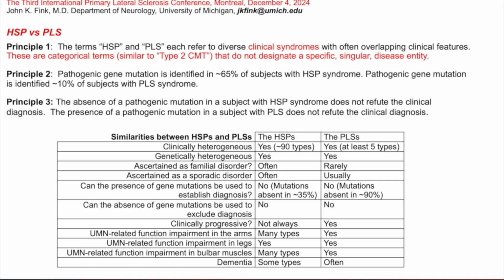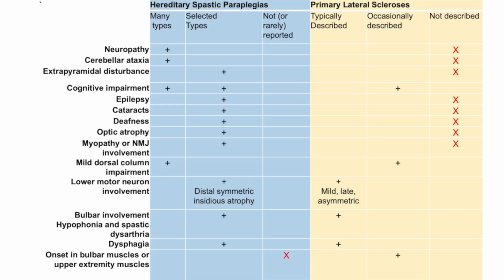Now, HSP is 90 different disorders, 90 different genetic conditions. Many of these have other involvement beyond corticospinal tracts. For example, many types of HSP have peripheral neuropathy. And on this chart, and I hope these slides will become available to everybody, neuropathy is not a feature of PLS. Now, neuropathy is not always associated with HSP, but if I saw neuropathy and I thought it was not due to any other condition, I would say that's not PLS because there is neuropathy.